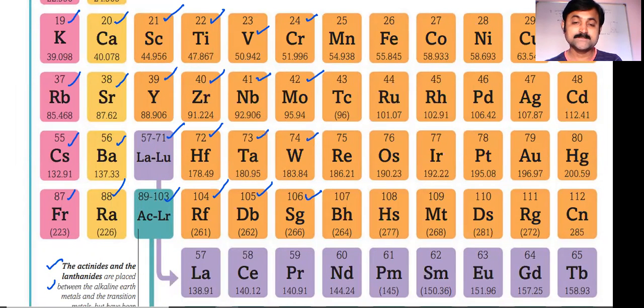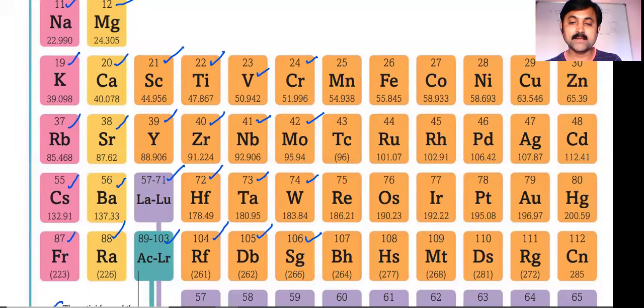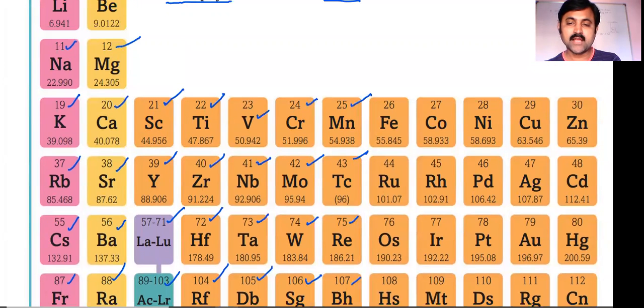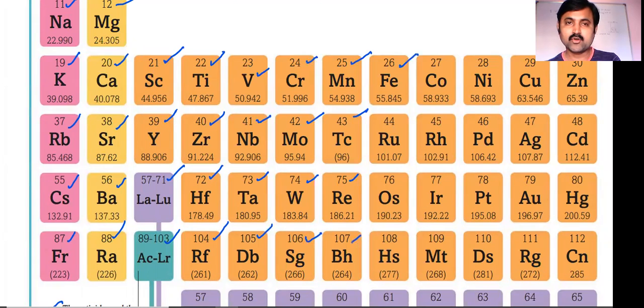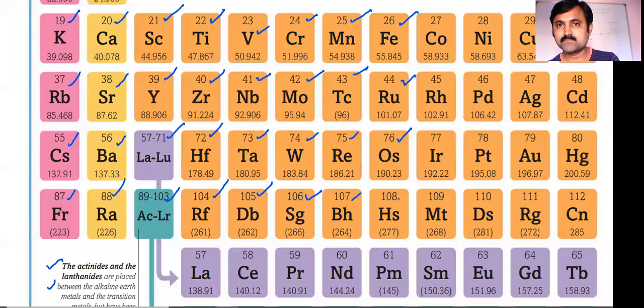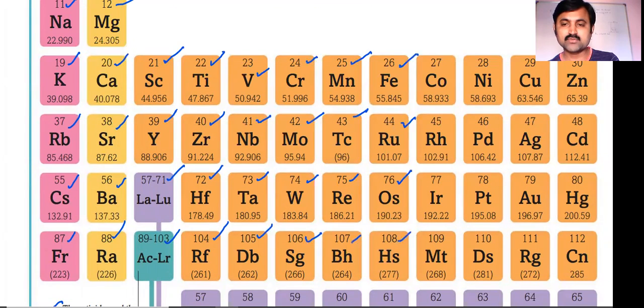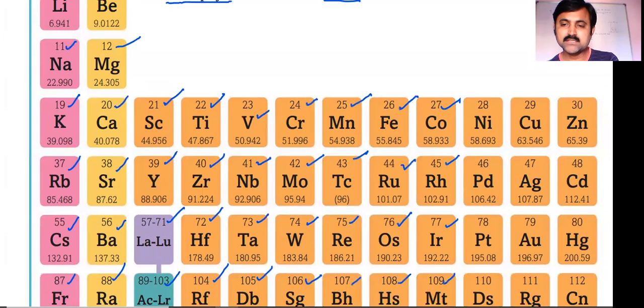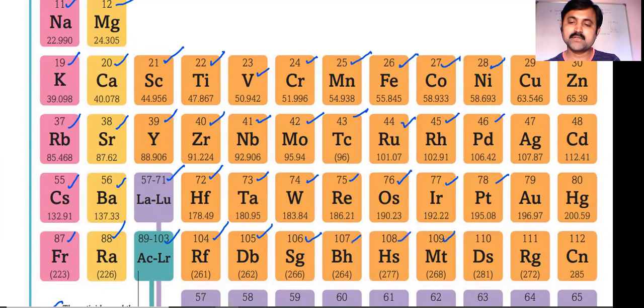These are the chromium family. Then manganese, technetium, rhenium, bohrium, the manganese family. In the iron column, we have iron, ruthenium, osmium, and hassium. Moving on, we have cobalt, rhodium, iridium, meitnerium. Next, we have nickel, palladium, platinum, darmstadtium. These are present in the next group.